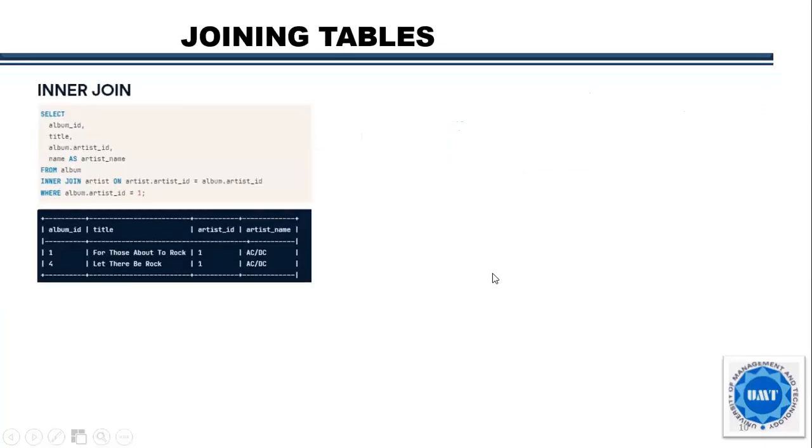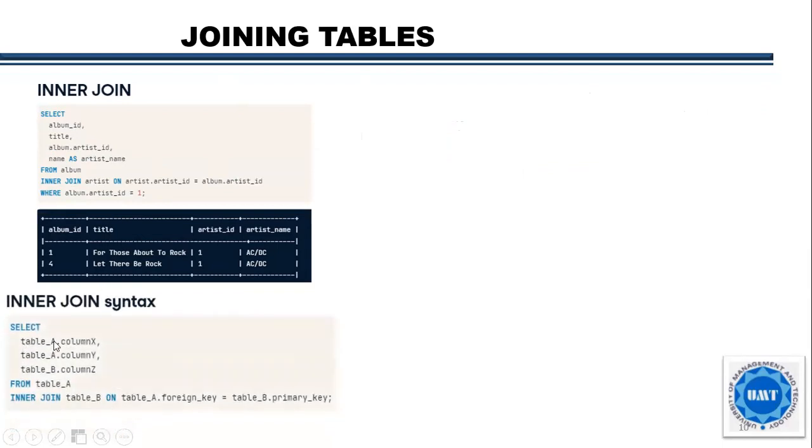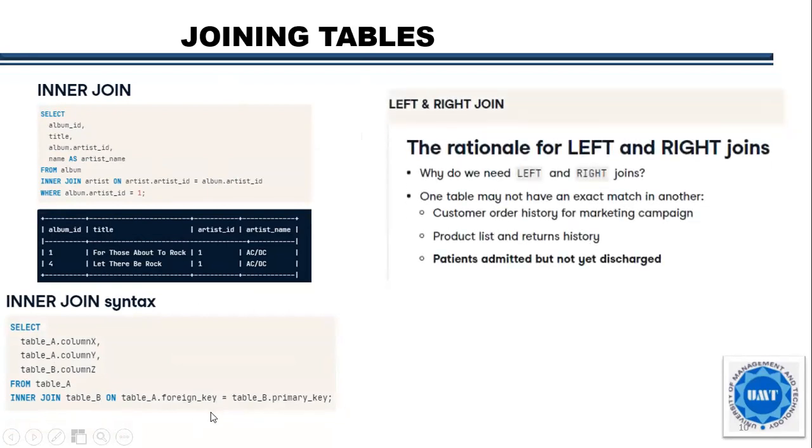Joining tables. This is the third chapter, in which we're going to study the inner join. This is the syntax of the inner join: table A column, table B column, and then from table A inner join with table B on the same keys on both tables.